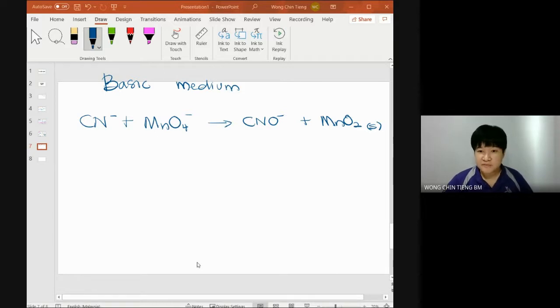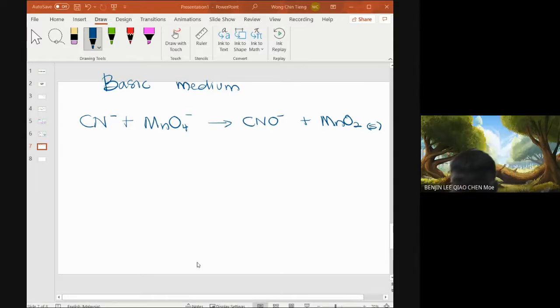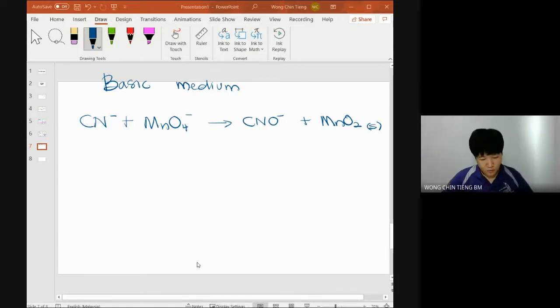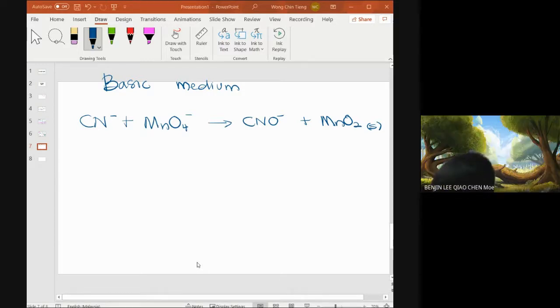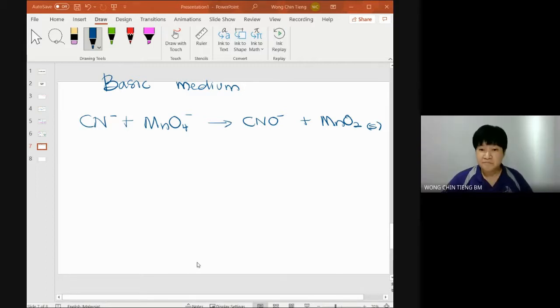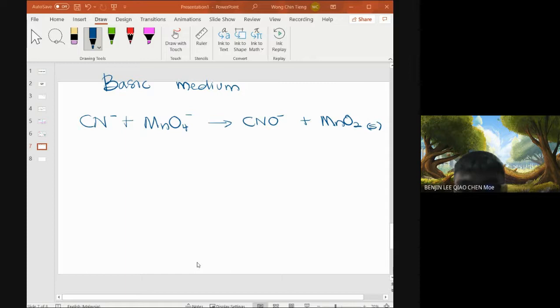Benjin finish? Yeah, just finished. Your OH minus is on the left or on the right? Should be on the right. And how many of them? 2. Okay.